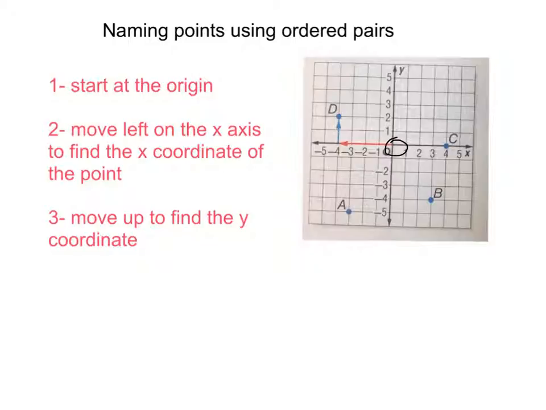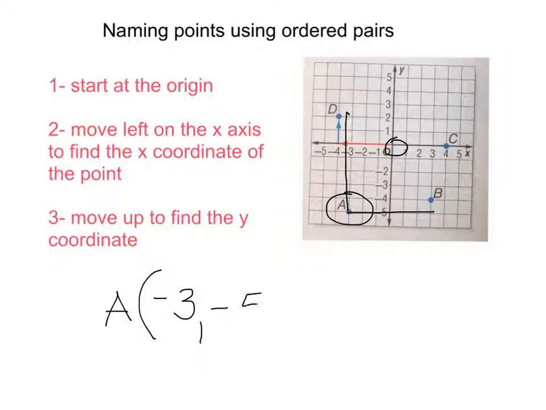If we were looking at point A, we find where it intersects the x, which is negative 3, and we find where it intersects the y, which is negative 5. So you would be able to say the ordered pair for A is (-3, -5).